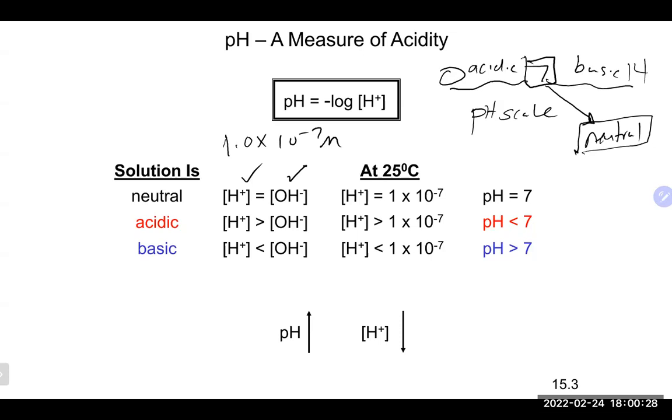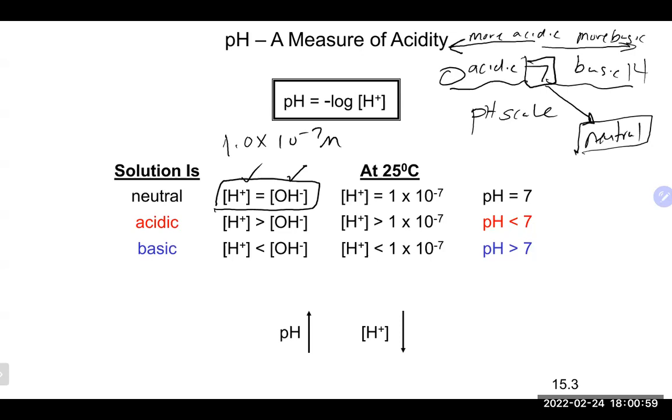So the real definition technically is this, and the value actually is 7 when you calculate it, because those guys are equal to each other. 7 is sort of your midpoint. As you go from 7 closer to 0, you're becoming more acidic. And obviously, as you go from 7 towards 14, you're becoming more basic. To calculate the pH, we use this equation here.